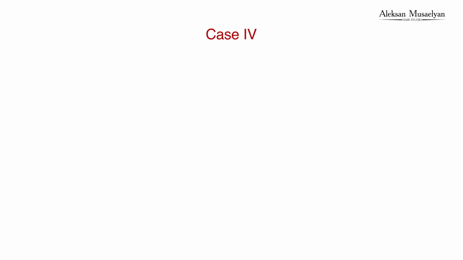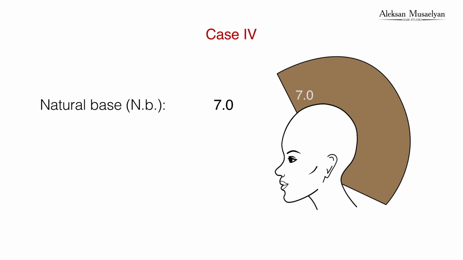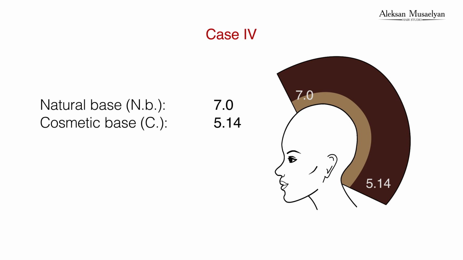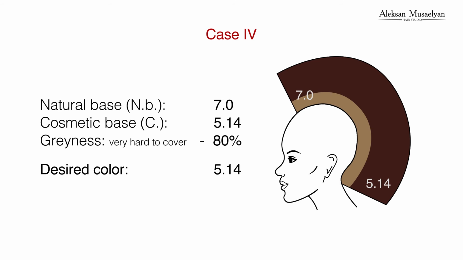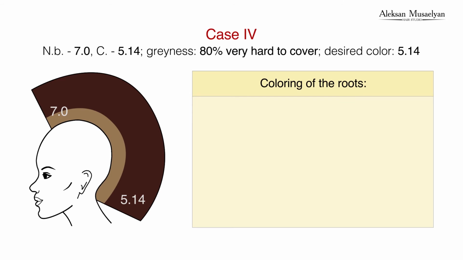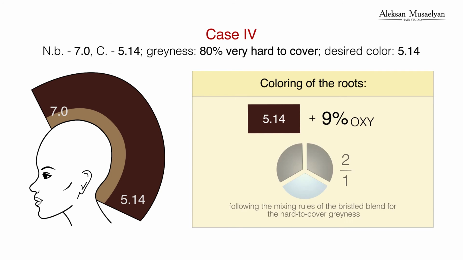oxidizer. The fourth case: original color, natural base is 7.0, cosmetic base is 5.14, grayness is 80%, very hard to cover, desired color 5.14. Let's create the coloring cocktail. We apply the 5.14 colorant with the 9% oxidizer to the hair roots in 2:1 proportion, following the mixing rules of the bristled blend for the hard to cover grayness. The soak time is 40 minutes.